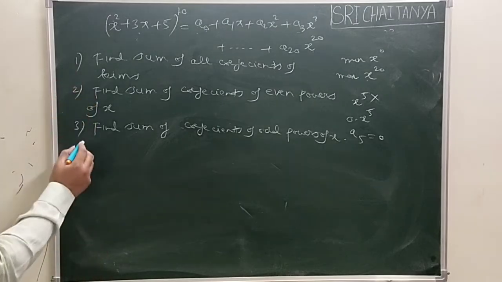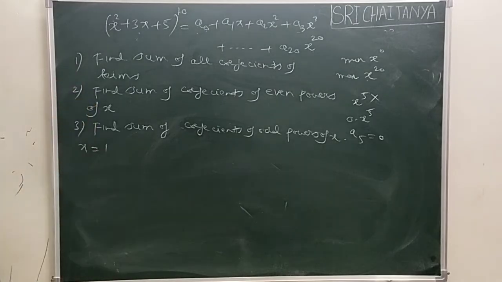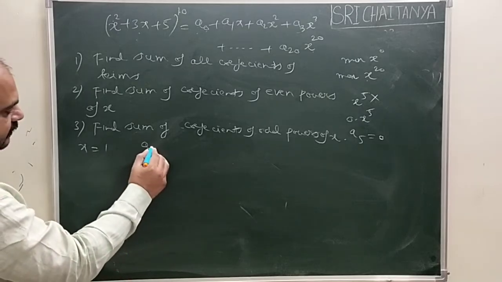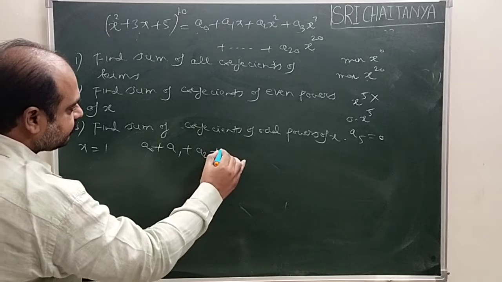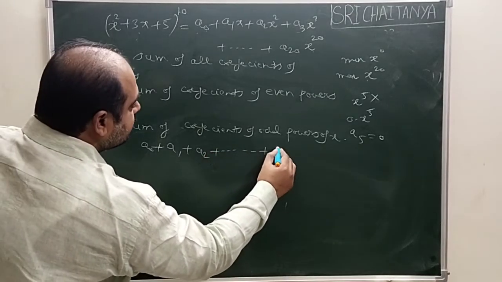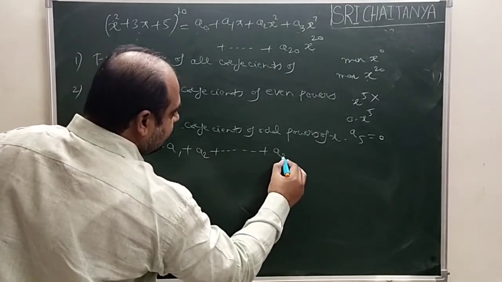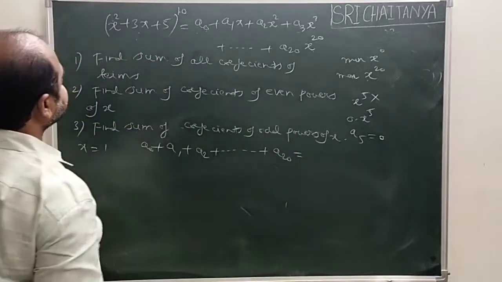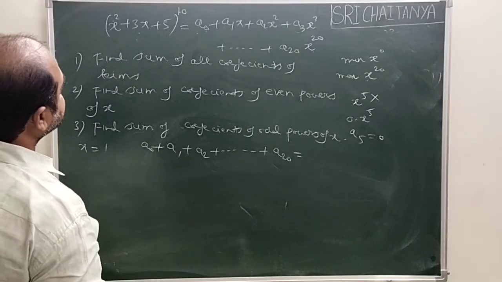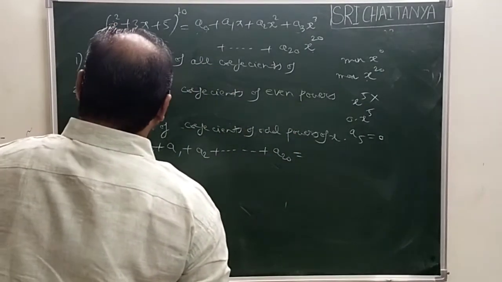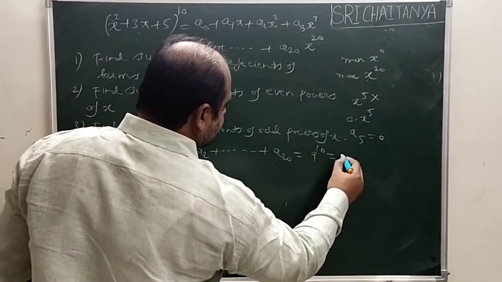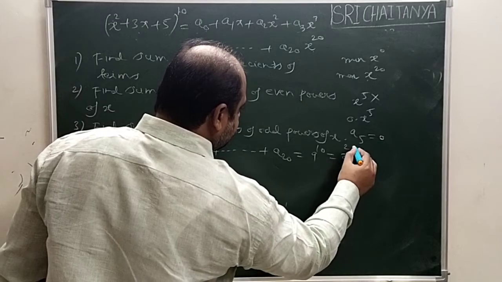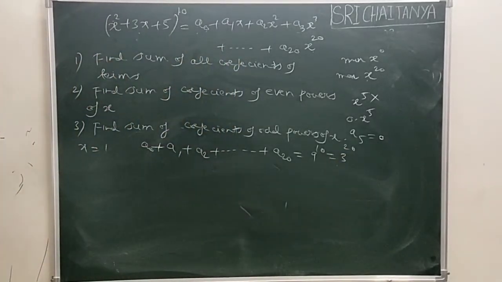So for this type of problem, for the sum of all coefficients, first substitute x equal to 1 and x equal to minus 1. A0 plus A1 plus A2 and so on up to A20: if you substitute 1, what do you get? 8 plus 1, 9 to the power 10. That means 3 to the power 20.